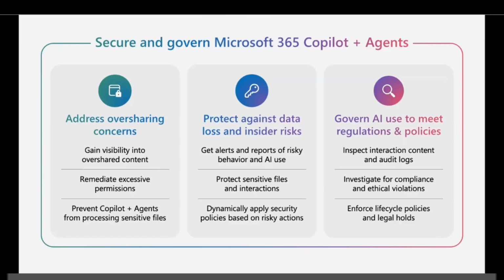Once we've got oversharing addressed, then we can move on into protecting against data loss and insider risk. This includes getting alerts and reports of risky behavior and AI use, protecting our sensitive files and interactions, and dynamically applying security policies based off of those risky actions. Last but not least, we want to govern AI use to meet regulations and policies. So, this includes things such as inspecting interaction content and audit logs, investigating for compliance and ethical violations, and enforcing lifecycle policies and legal holds.